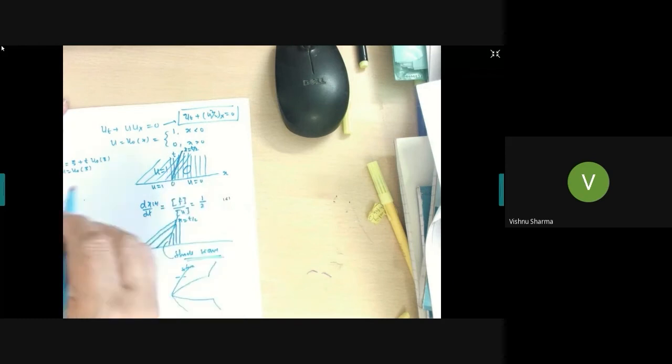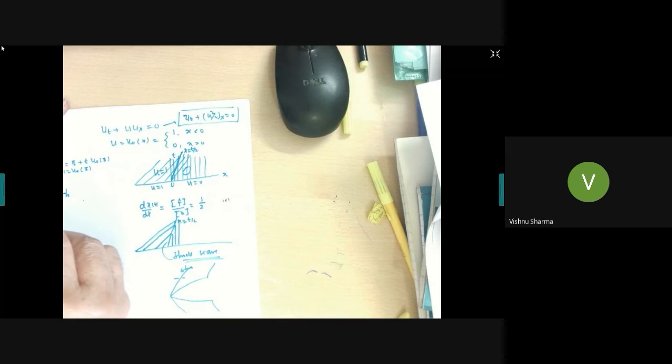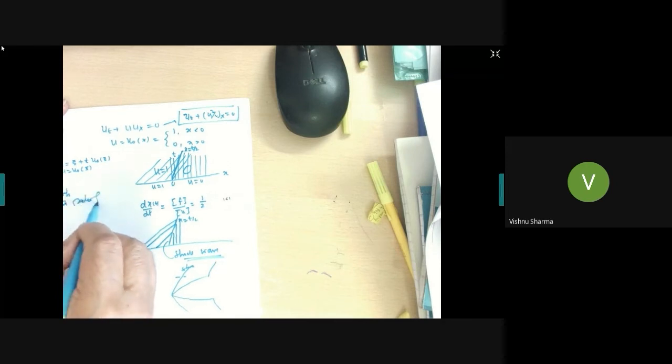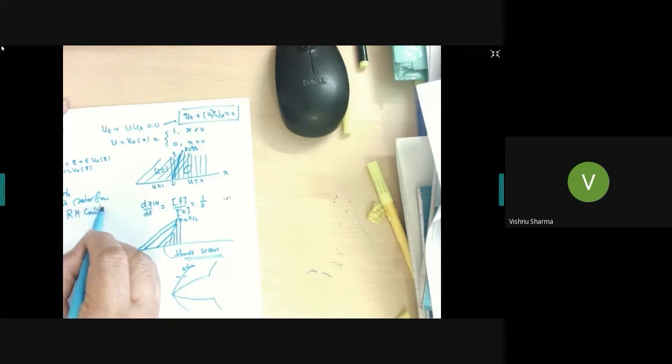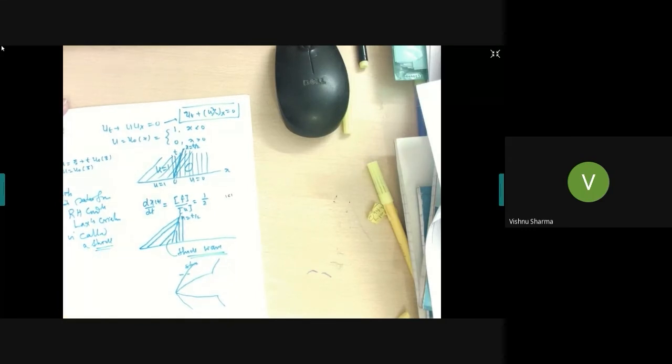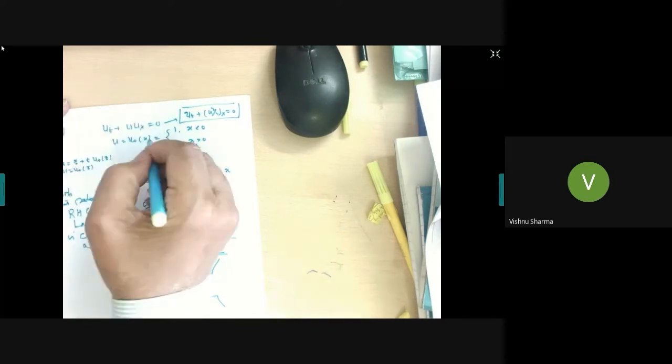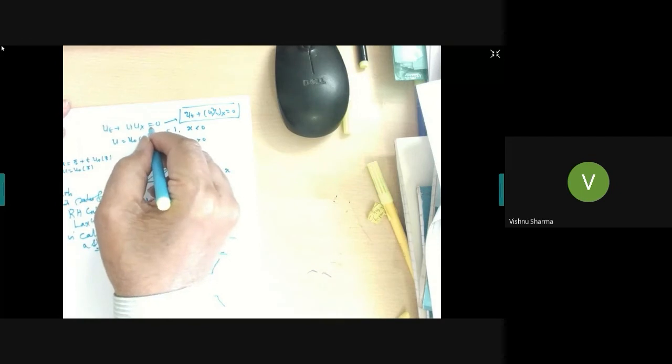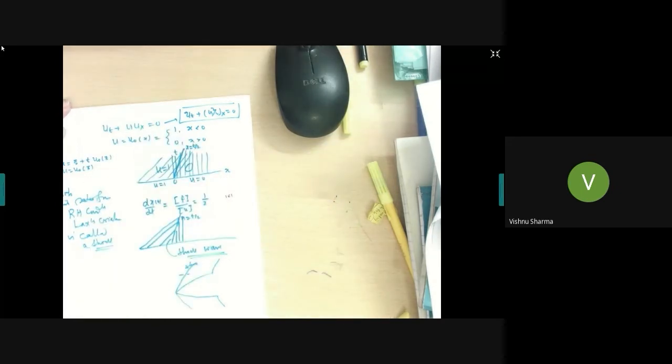Now the solution is called a shock. It's a weak solution which satisfies the RH condition and Lax's criterion, and is called a shock wave, or a shock solution. What is a shock? A shock, in fact, is a weak solution of an initial value problem involving a conservation law. Is it all right?